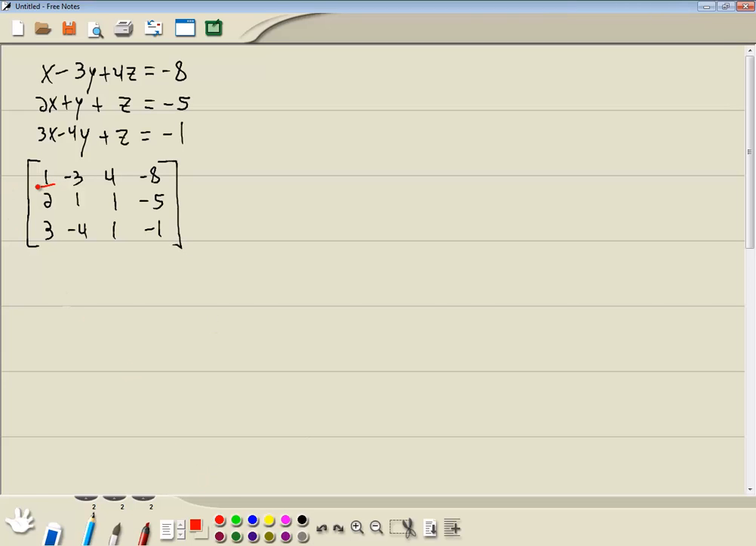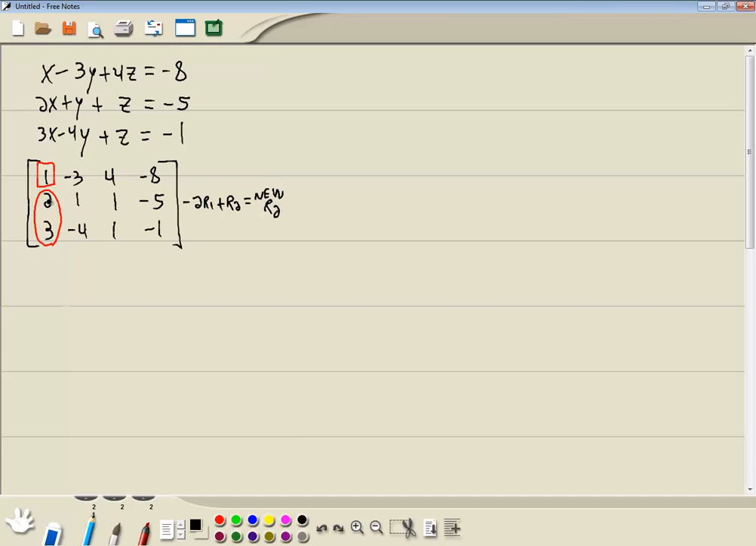First thing we want to do is get a 1 here. Well, we have a 1 there. Then we want to get zeros below it. So you look at the 1 and ask yourself, what do I multiply times this 1 that I can then add to this 2 to give me a 0 here? That'd be -2. So we'll take -2 times row 1 and add that to row 2, and that's going to give us our new row 2.